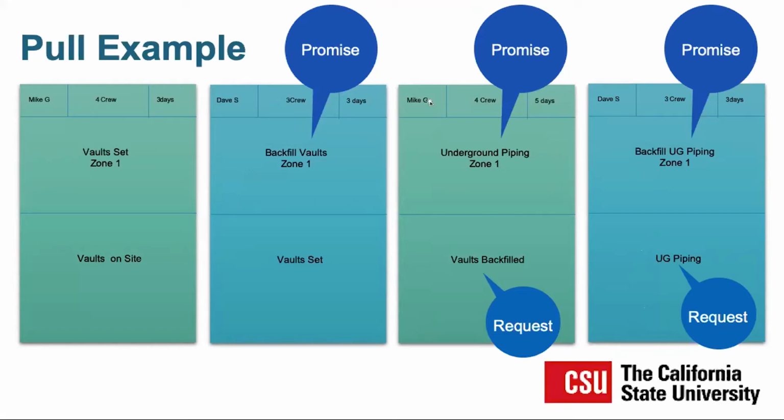Different crew, notice. So this is Mike's crew, this is Dave's crew. What needs to happen before Mike can do that and his team? Well, the vaults have to be backfilled. Okay, so that's this tag here. What has to happen before the vaults are backfilled? Well, they have to be set.